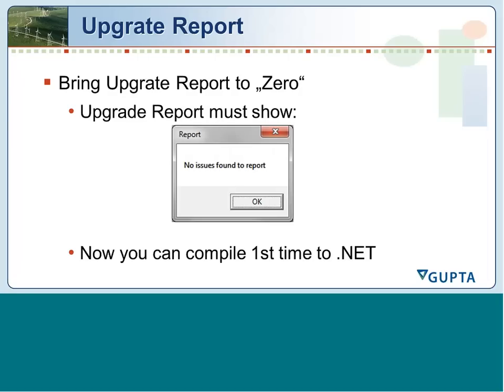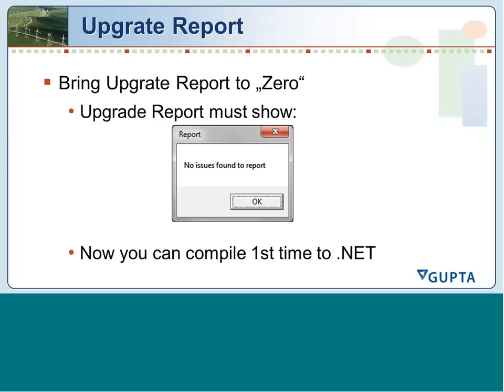You can run this upgrade report from time to time, we have a menu entry inside the Team Developer IDE, and this makes sense if you want to go to .NET. If you're working on a special environment and on a special feature of your application, then it makes sense to look into the report from time to time and bring this upgrade report to 0 for this environment. After you deal with all your issues inside the report, then maybe after a time you get no issues found. At this point, you can compile your application, your source code, to .NET for the first time.